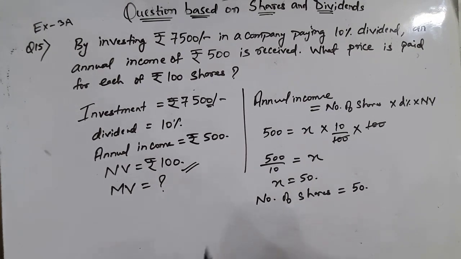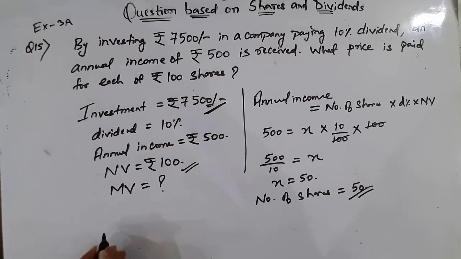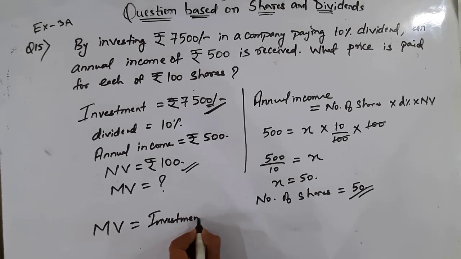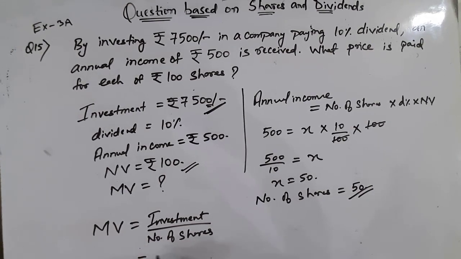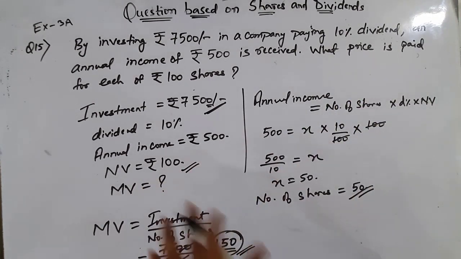So we know that the total investment is rupees 7500 and the number of shares purchased is 50. So from here we can find the price paid for each share. We can write market value equals investment upon number of shares. So it is 7500 upon 50. It comes to 150. That is the market value. So this is the price paid for each of the rupees 100 shares, that is 150 rupees.